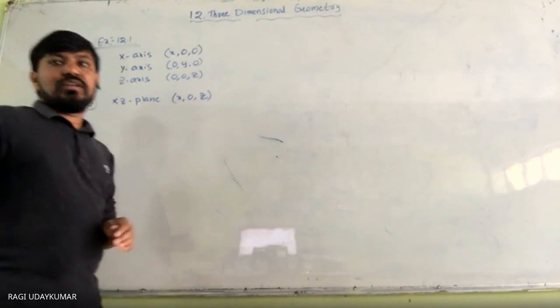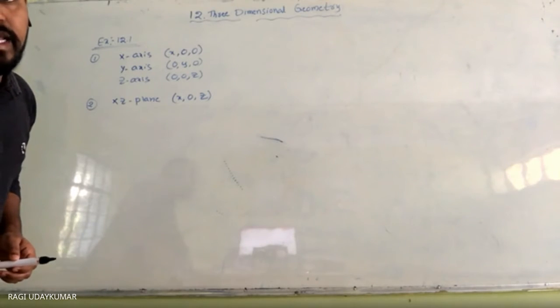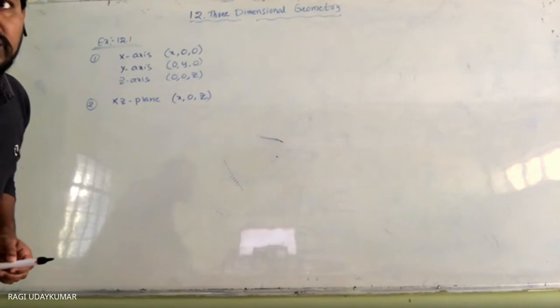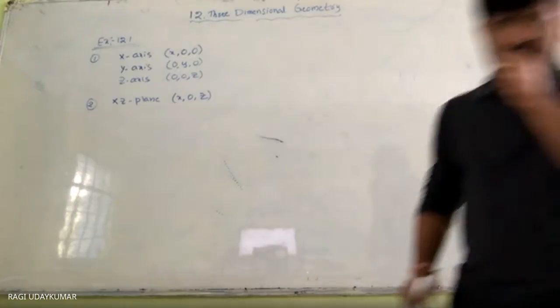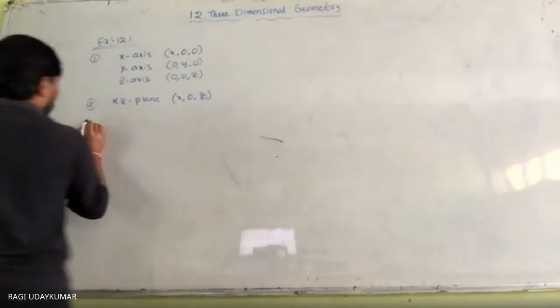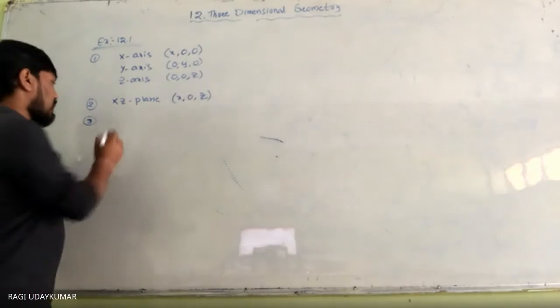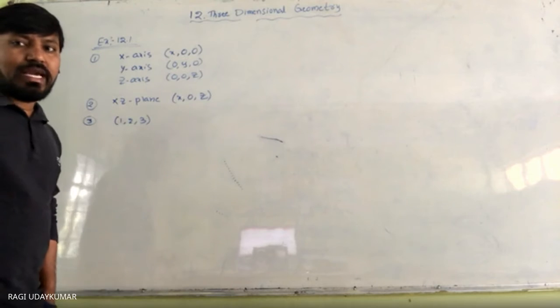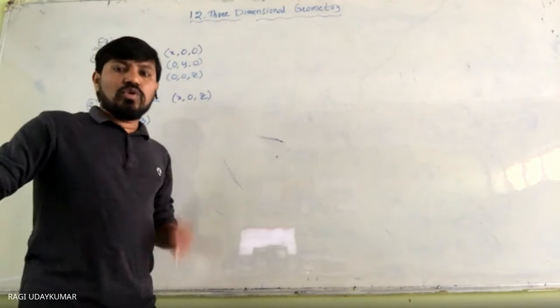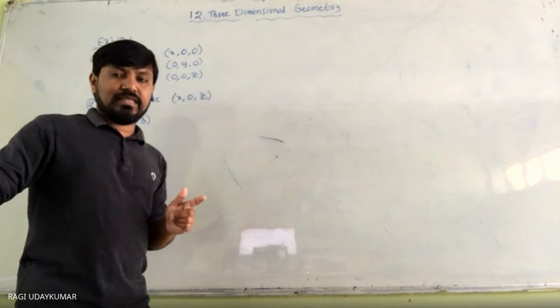Next, the third question: name the octants in which the following points lie. There are 8 octants. The first point given is 1 comma 2 comma 3. For this purpose, I already told you that you can hold three pens in your hand.